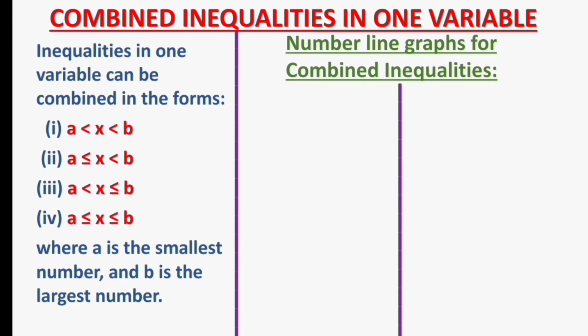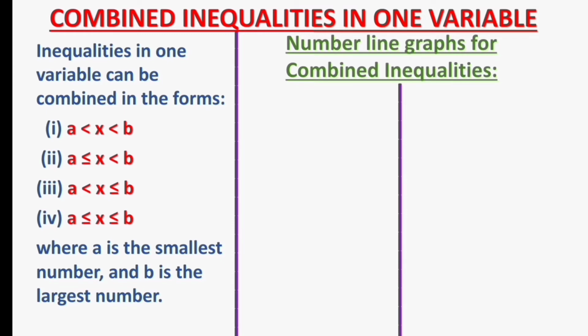Moving on, let's learn about combined inequalities in one variable. Inequalities in one variable can be combined in these four forms. Number 1, a is less than x less than b. Number 2, a is less than or equal to x less than b. Number 3, a is less than x less than or equal to b. And number 4, a is less than or equal to x less than or equal to b. Here a is the smallest number and b is the largest number in the range of values for x.